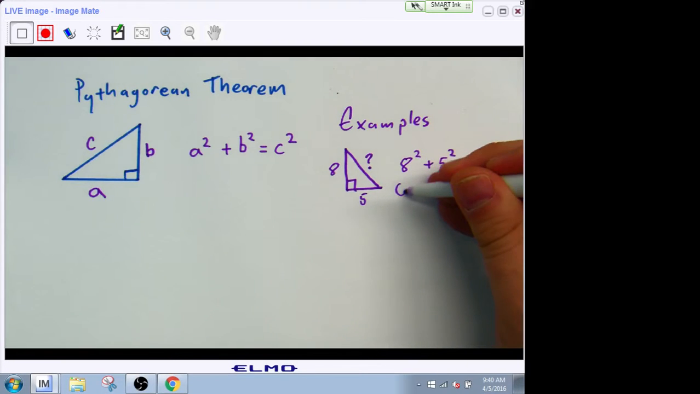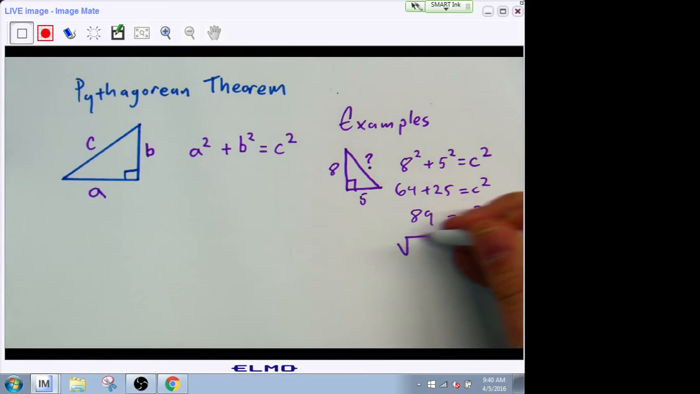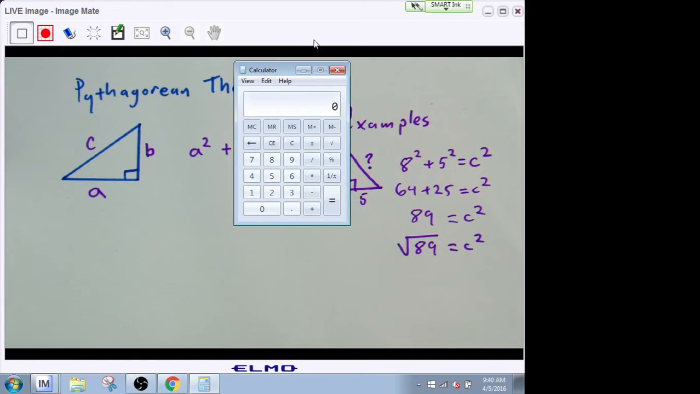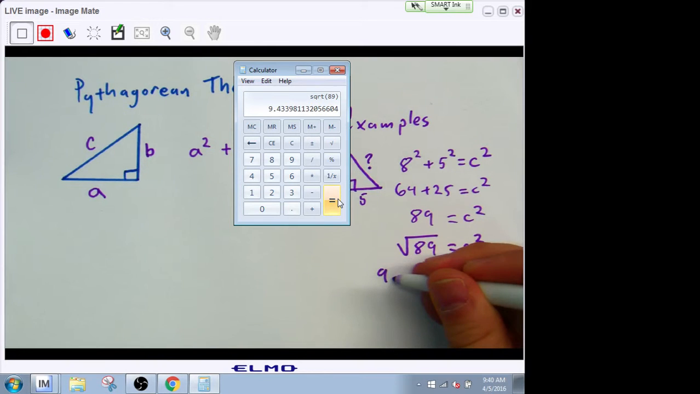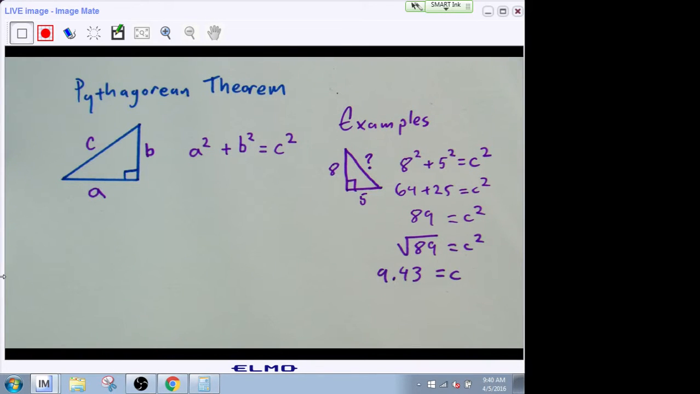So this becomes 64. This becomes 25. This is our C squared. 64 and 25 is 89. And that's our C squared. So we know that the square root of 89 is our C. And I don't know what that is off the top of my head, so I do it on this thing. So if I do 89 and I square root it, it's approximately 9.43 equals C. Okay? Pretty simple stuff at this point. So that's one of the ways that we can do that.